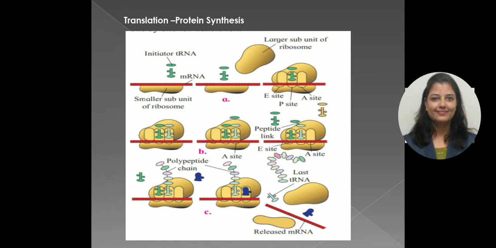Here you can see the initiator tRNA, and the small subunit of ribosomes that binds to the mRNA at the 5' end. Here the initiator codon, which is AUG, is present on the mRNA and it initiates the process of protein synthesis. Now in the second picture, the large subunit of the ribosome joins the smaller subunit, which requires Mg++ ions for the joining. And in the third picture you can see that the P site is occupied, while the A site is vacant.